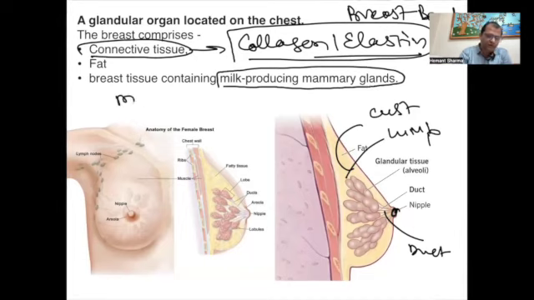And also when we talk about the milk-producing mammary glands, if some female is not able to produce milk on time, we can treat it with our techniques. So we will be learning how to produce milk if it is not coming even after the delivery.